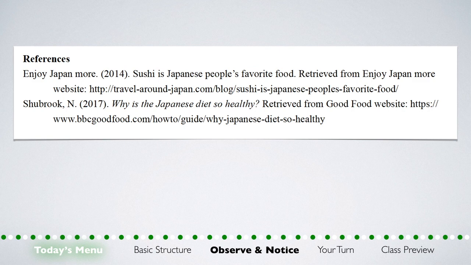In this paper, both of the references were from articles on the internet. If you get information from a book or an academic journal, the way of referencing is slightly different. You will learn more about this if you are interested in doing more research.